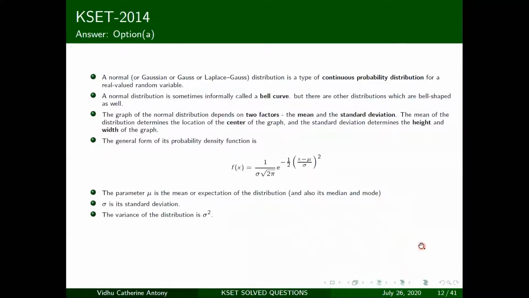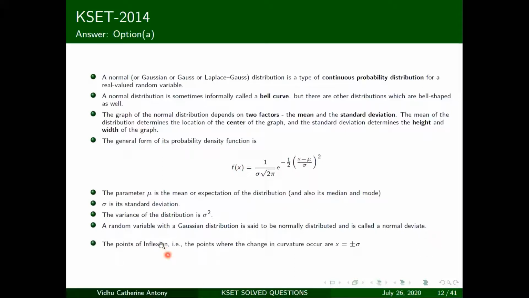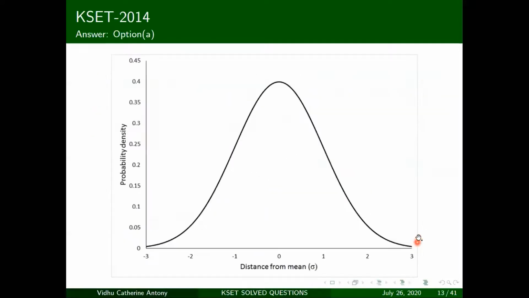Now let's look at all of this. I think you know this: sigma is the standard deviation, and sigma squared is the variance. The random variable with the Gaussian distribution is said to be normally distributed and is called a normal deviate. The random variable is your x over here. The points of inflection are the points where the curvature change occurs, and they are at plus or minus sigma. So that's what you have here.